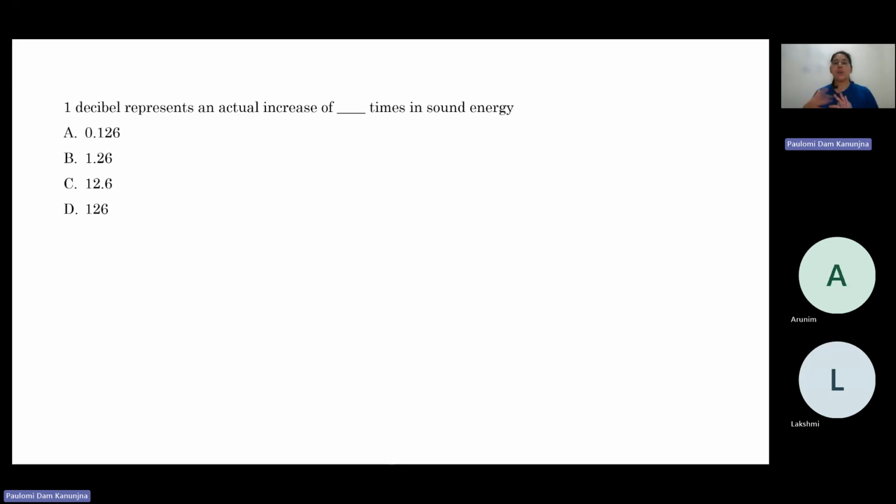I just wanted to tell you how sound changes. So you can take a guess here. If there is a 1 decibel sound, how much does this represent an increase of sound energy? This is just information that I want to give you. So you can take a guess quickly. If you know the answer, well and good. If you don't, it's okay. I will explain to you.